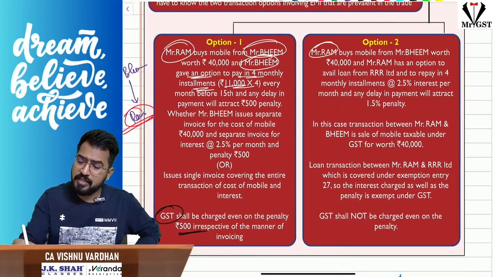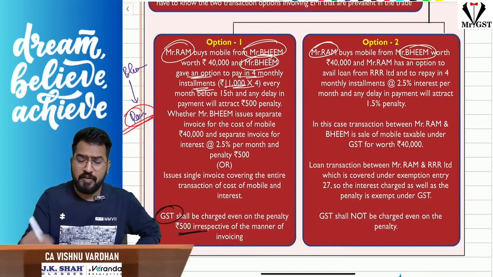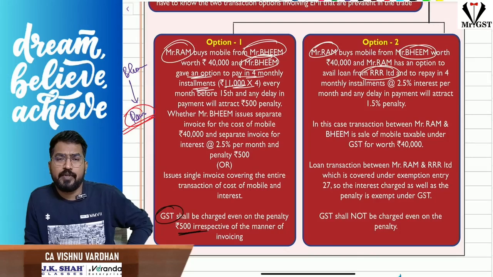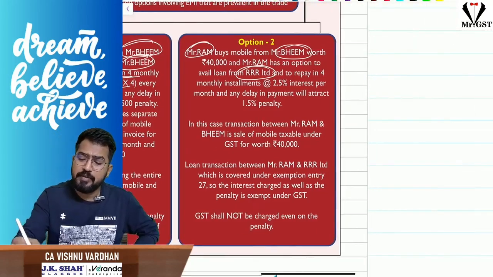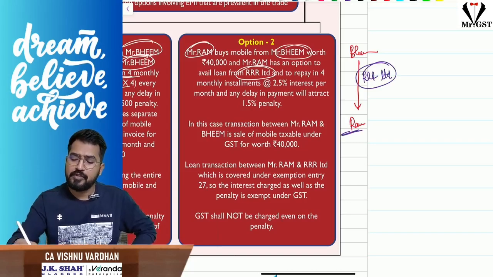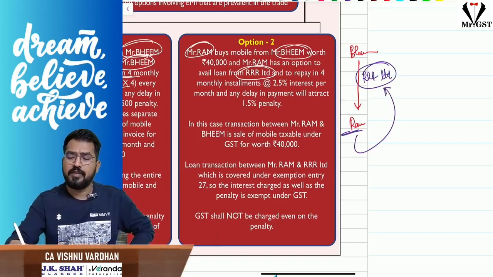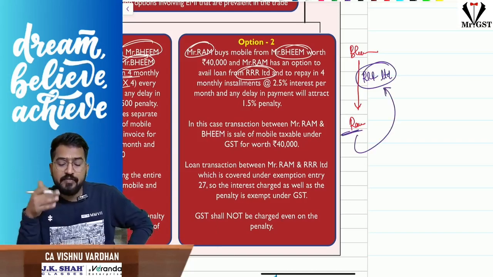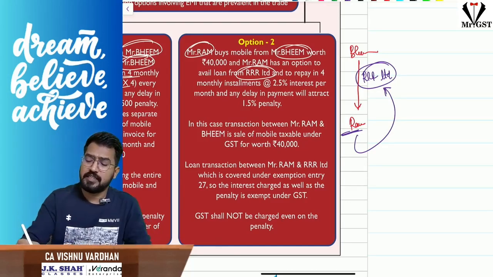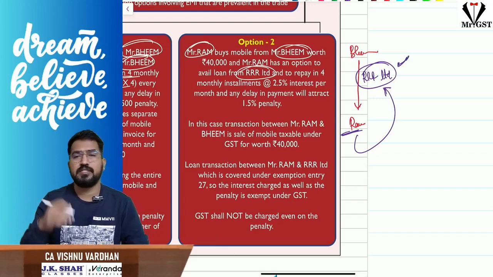Or imagine another case where Ram is buying a mobile from Beam, and for buying that mobile, he is taking a loan from Triple R Limited. That means the sale is happening from Beam to Ram, but there is a middle person called Triple R Limited, which is giving a loan to Ram. So Ram will pay interest to Triple R Limited. Here they are giving a loan or advance or deposit for which they are charging interest. This is exempt under GST. That is what we are discussing.